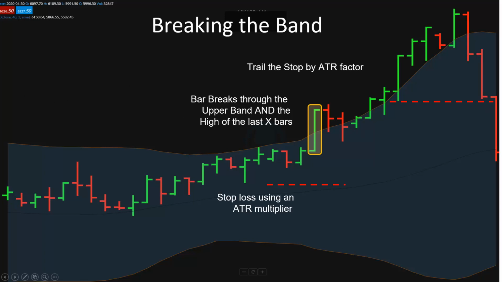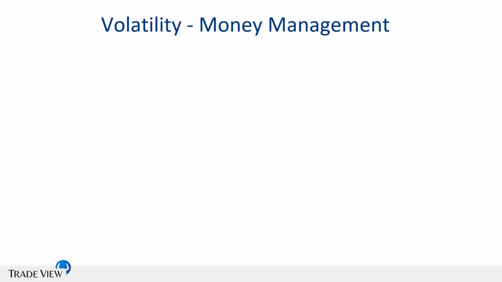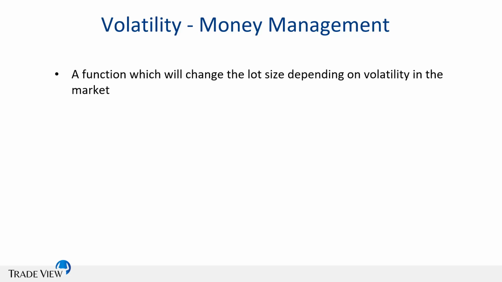So that's the idea of the actual entry, and with volatility in mind, we're using the ATR to be a bit more dynamic in terms of how reactionary our stop is. Now, another key technique that I use when it comes to managing volatility is the money management side of things. So I discussed this in the previous webinar. Now, what that means is we can create a function which is going to change the lot size depending on volatility in the market.